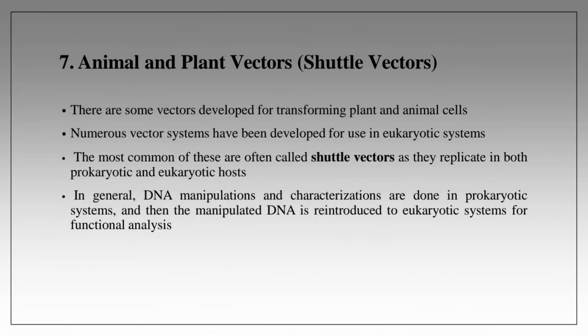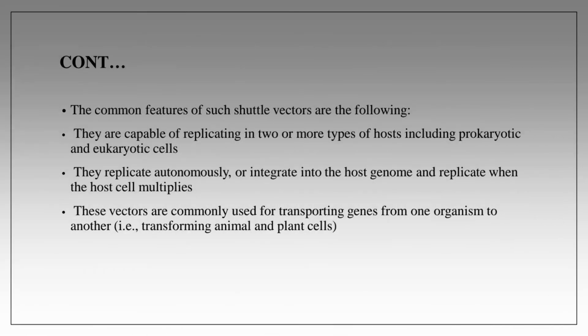Animal and plant vectors, shuttle vectors. There are some vectors developed for transforming plant and animal cells. Numerous vector systems have been developed for use in eukaryotic systems. The most common of these are often called shuttle vectors as they replicate in both prokaryotic and eukaryotic hosts. In general, DNA manipulation and characterization are done in prokaryotic systems and then the manipulated DNA is reintroduced to the eukaryotic system for functional analysis. The common features of such shuttle vectors are the following.